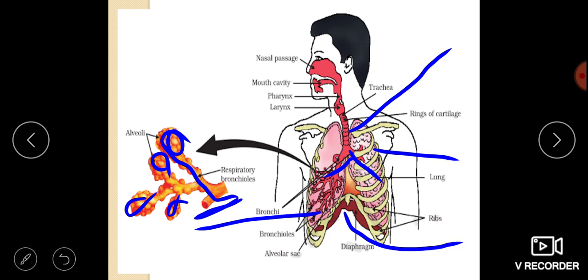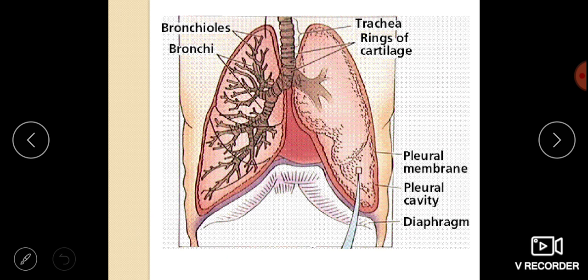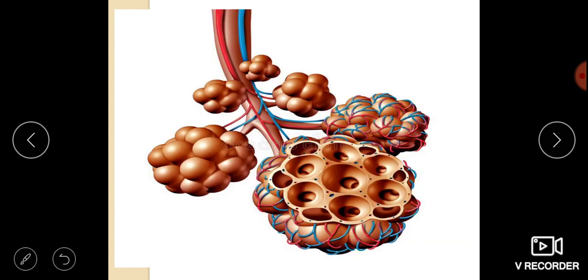Each lung consists of a membrane which is known as the pleura. It is protected by that, and in between the pleura, a fluid is present which maintains the shape and the structure of the lungs. This is the structure of the lungs again. Here you can see the pleural membrane, especially the pleural cavity, and here the diaphragm. The lower part, this dome-shaped structure, is called the diaphragm. It's a muscular structure which divides the body cavity into two regions, and here the trachea, rings of cartilage, bronchioles, and the bronchi can be easily seen.